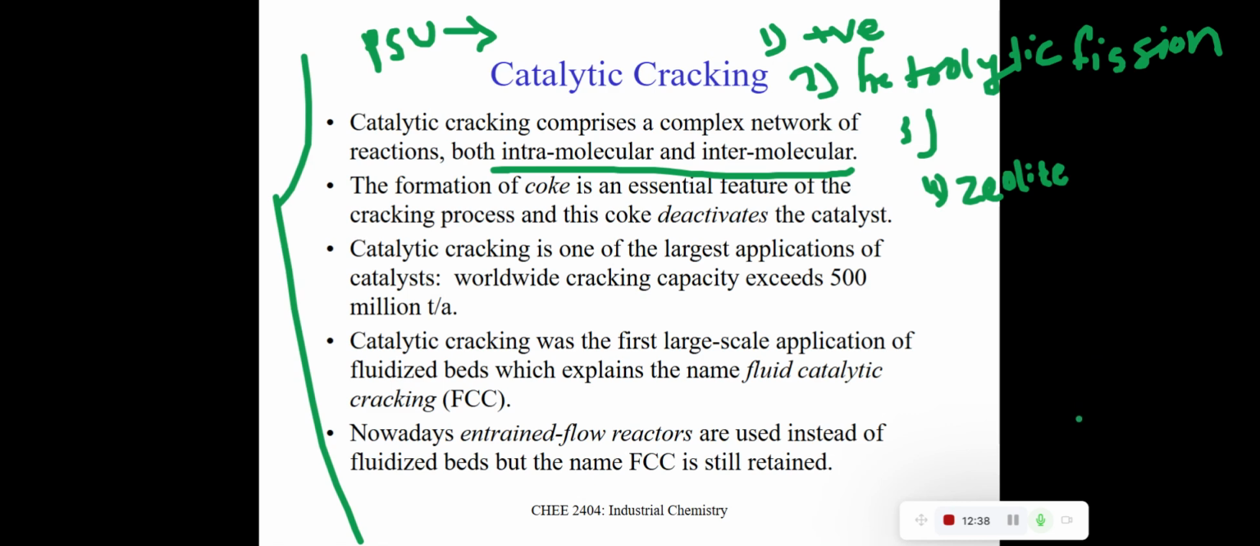Many other reactions take place while the catalytic process occurs. The first are isomerization, protonation, alkylation, polymerization, cyclization, and condensation.